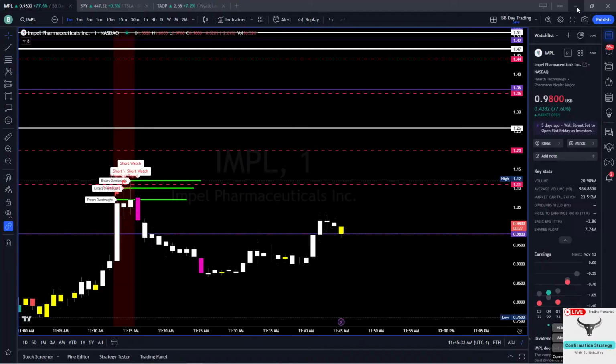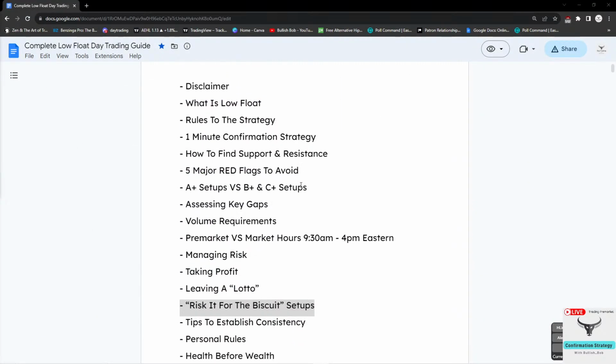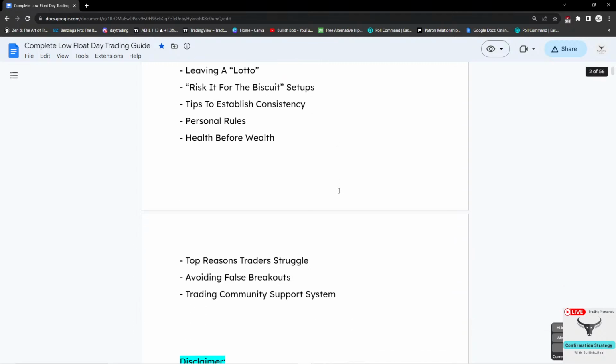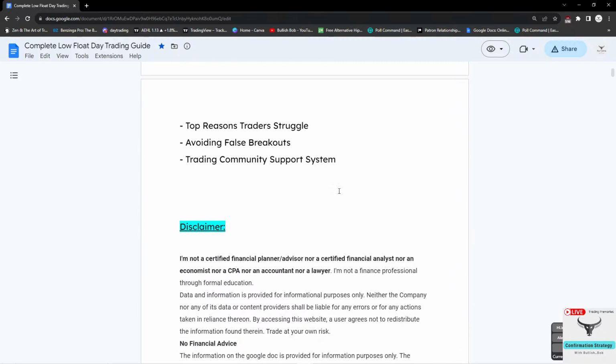So maybe it's just worth avoiding the trade altogether, because again, there's strict rules to the strategy, and if you don't stick to those rules, then you can get yourself into major trouble. So you want to be careful, right, guys? You want to be very careful.